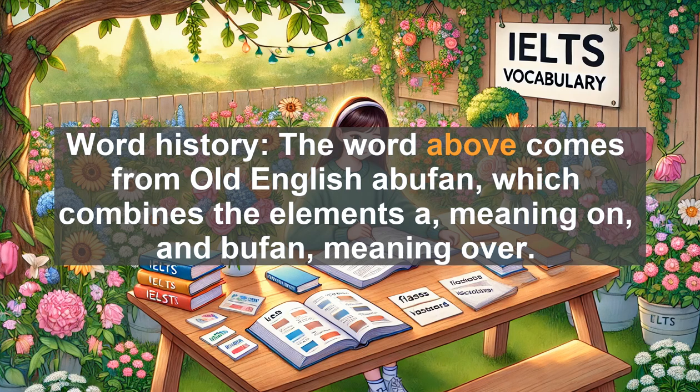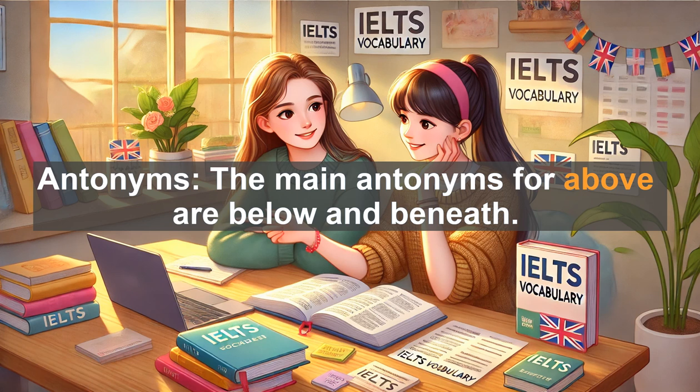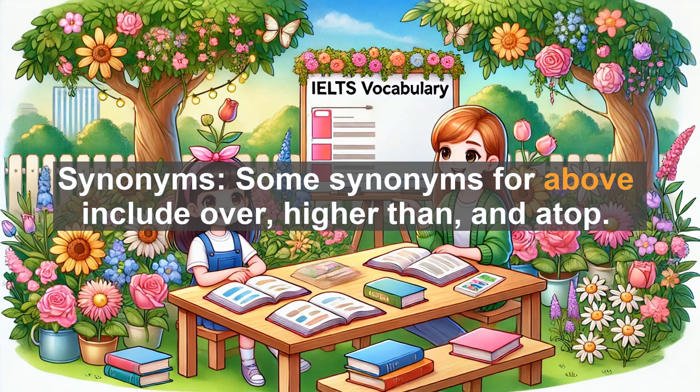Word history. The word "above" comes from Old English "abufan", which combines the elements "a", meaning on, and "bufan", meaning over. Antonyms: the main antonyms for "above" are "below" and "beneath". Synonyms: some synonyms for "above" include "over", "higher than", and "atop".